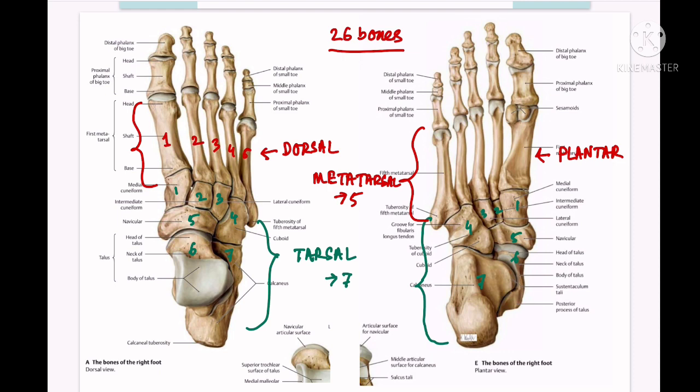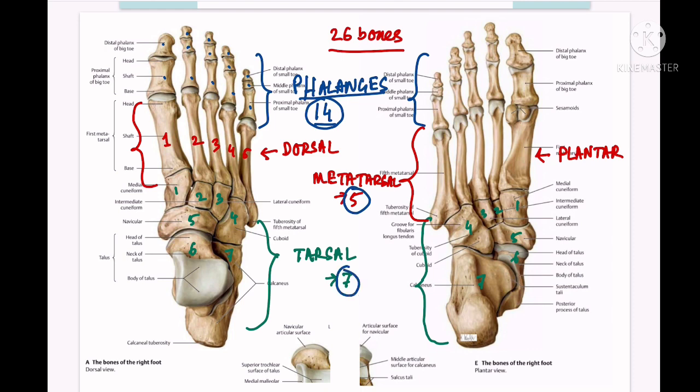And last but not the least, the bones of the fingers, the phalangeal bones or phalanges. How many phalanges are there? There are 14 phalanges. There are 2 for the great toe and the rest of the 4 toes have 3 phalangeal bones each. So 4 into 3, 12, plus 2, 14 bones. So when you add up these numbers, the tally goes to 26: 14 plus 5 plus 7.